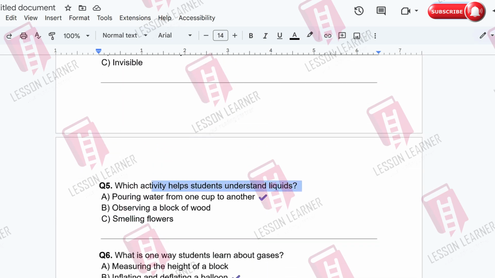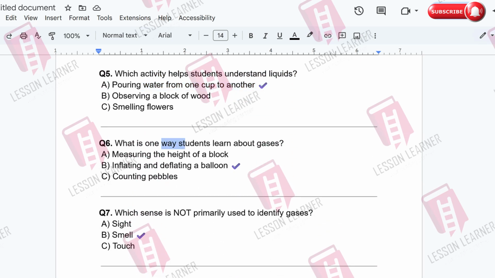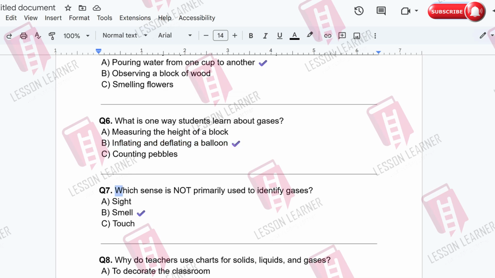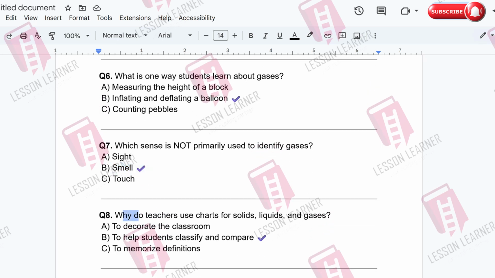Which activity helps students understand liquids? Pouring water from one cup to another. What is one way students learn about gases? Inflating and deflating a balloon. Which sense is not primarily used to identify gas? Smell.